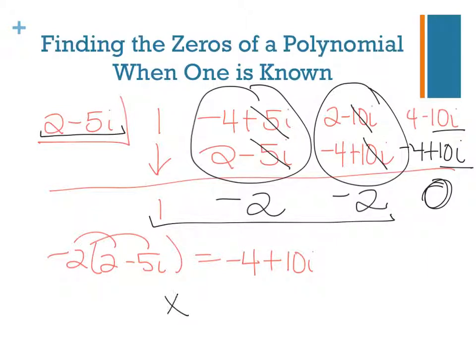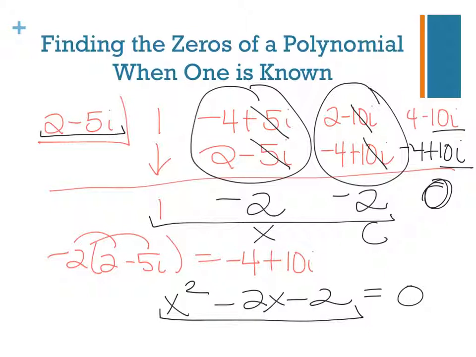the quadratic of x squared minus 2x minus 2 equals 0. And to find the remaining zeros, I can either choose to factor this polynomial, I can use the quadratic formula, or I can graph it and find the zeros. So I think this is factorable.